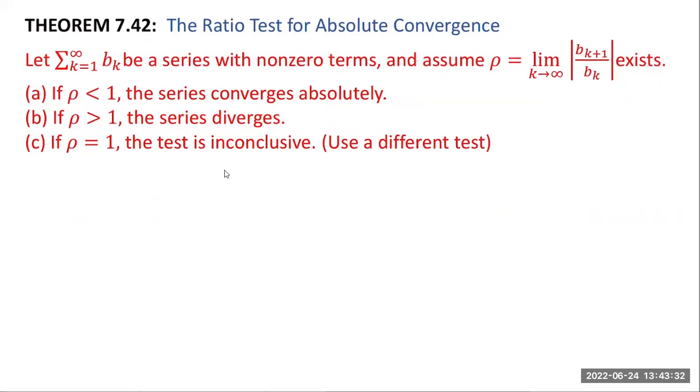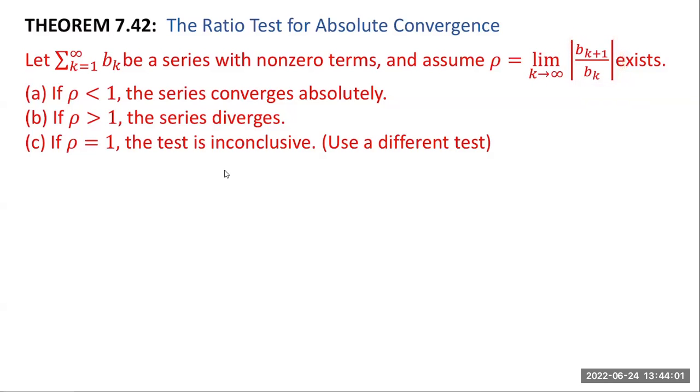Next, we have this particular theorem, which is called the ratio test for absolute convergence. Remember we did a ratio test in a previous section. This is very similar to what we did there. Here is the statement of the theorem. Let sigma k goes from 1 to infinity bk be a series with non-negative terms, and assume that rho is equal to this particular limit: limit as k approaches infinity, absolute value of bk plus 1 over bk.